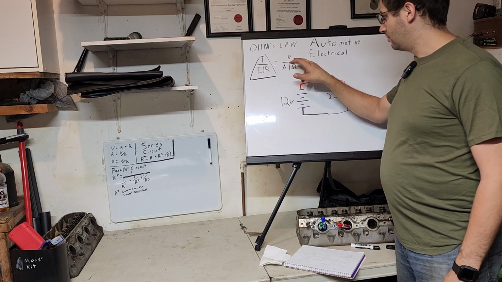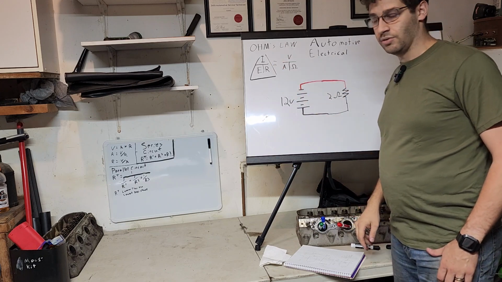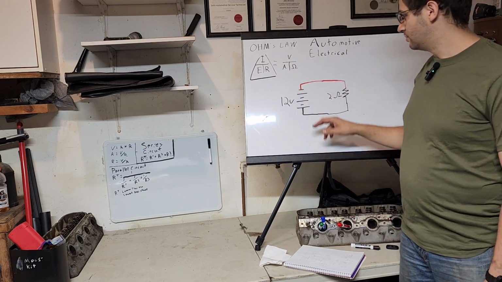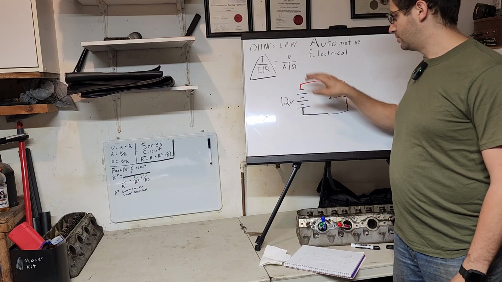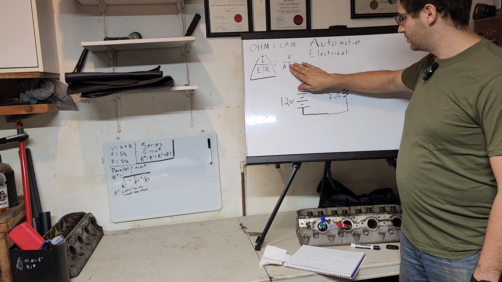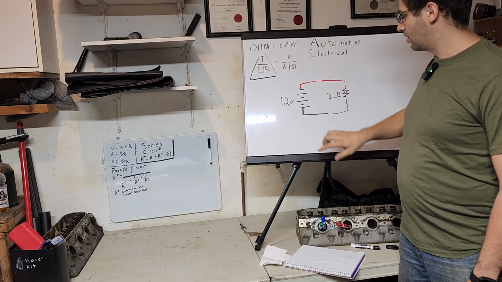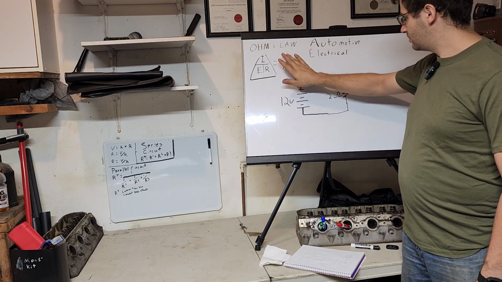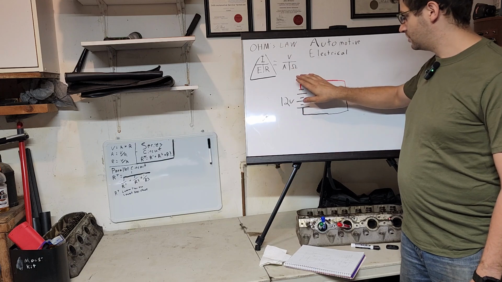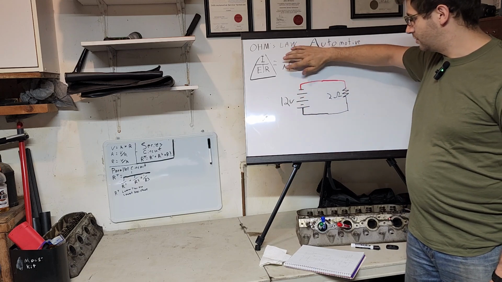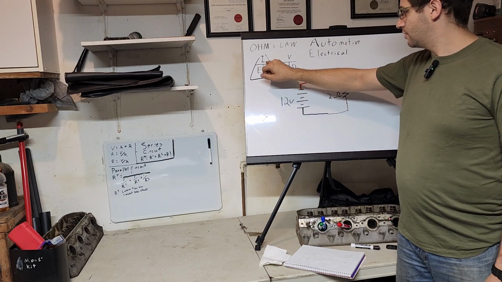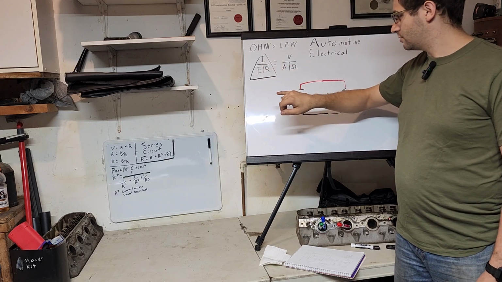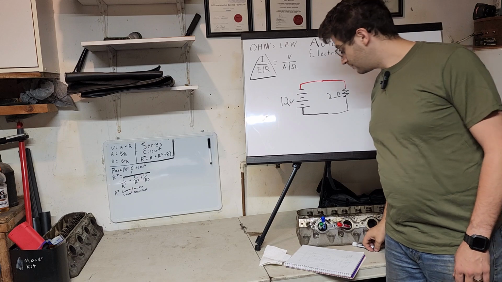Use this triangle to figure out which equation you want to use to figure out what part of the equation you're missing. If you don't have the resistance, voltage divided by amperage. If you don't have the amperage, voltage divided by resistance. And if you don't have voltage, amperage times resistance. In the textbook, intensity, electromotive force, and resistance.